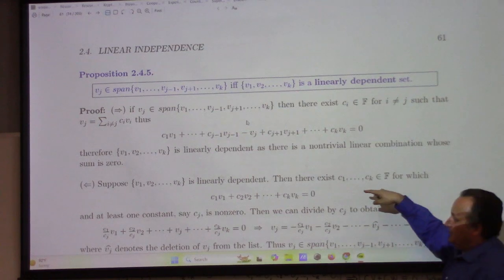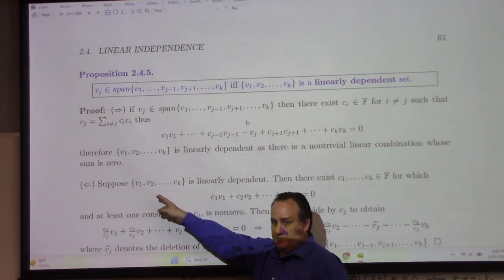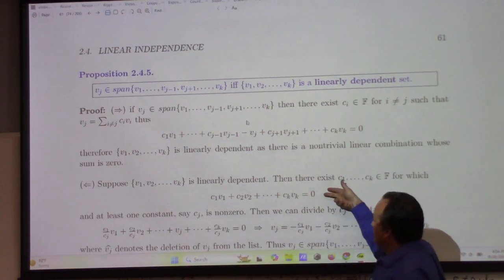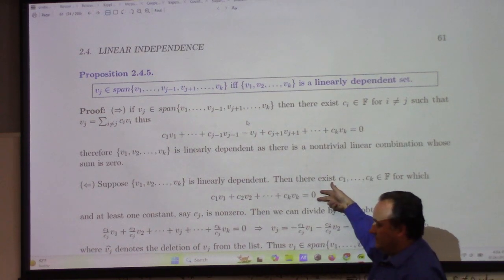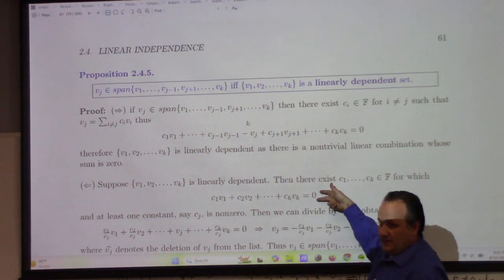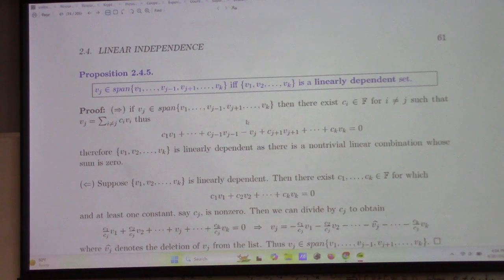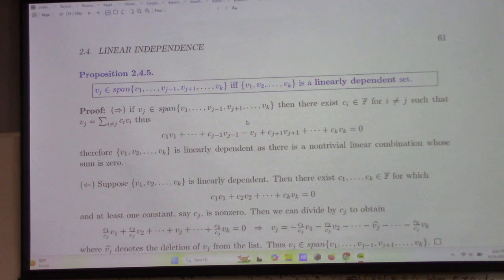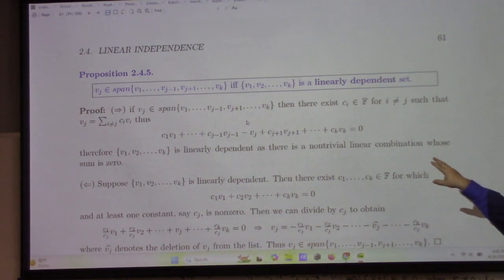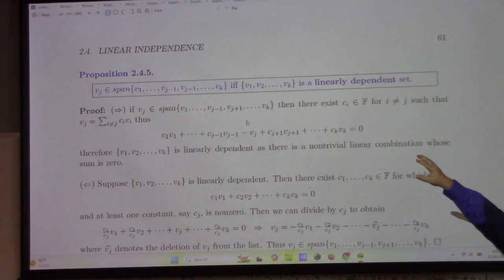Conversely, if we suppose that this, including the jth one, is linearly dependent, then that means there's a non-trivial linear combination. And so there's at least one constant, say cj, which is non-zero. I guess this proposition needs to be improved a bit. The real language here is that there exists a j.